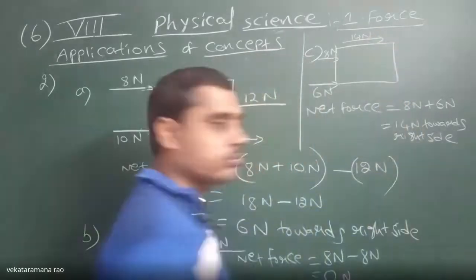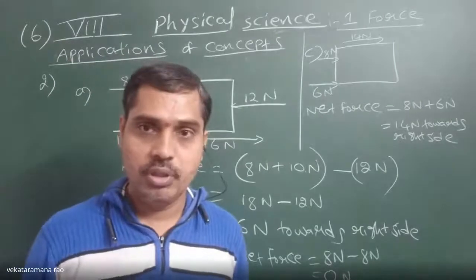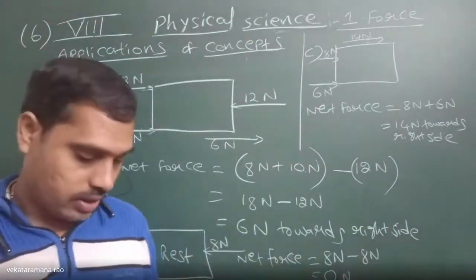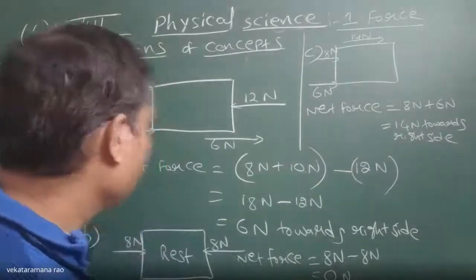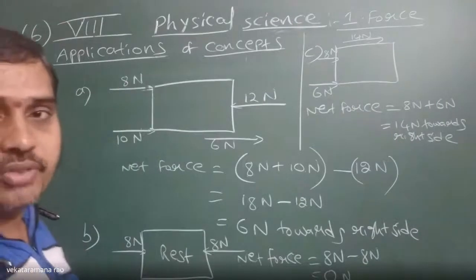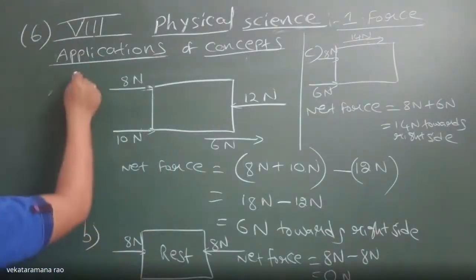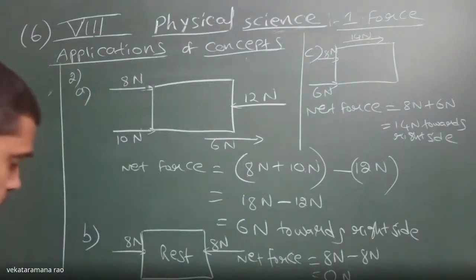Now, in that way, we have one more diagram. So let us go for one more diagram. This is the second question. Now we'll go for the fourth one here. So what's the fourth diagram here? The D diagram.